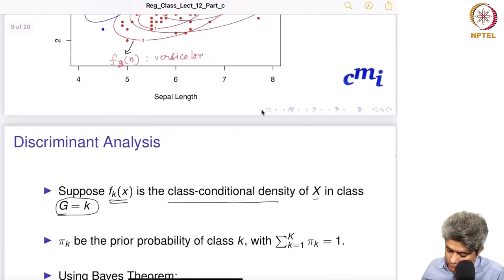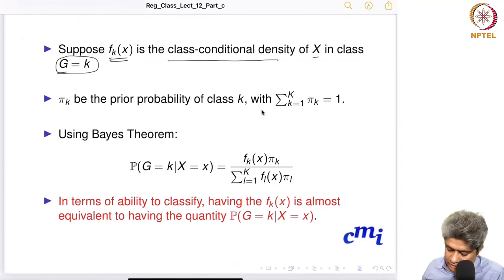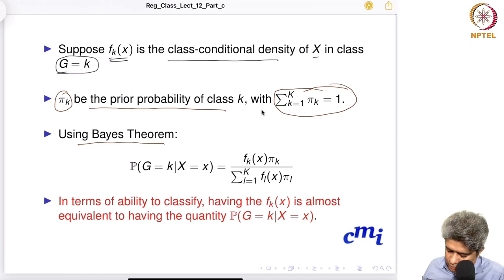Now, once you get this class conditional density, suppose pi_k is the prior probability of class k, and the sum of the pi_k is 1. Then you just use Bayes theorem and you can compute the probability of G equal to k given x. For a new data point, I only know the x, I don't know which class it belongs to. Given just the data point, can I compute the probability that the point belongs to class k? Just apply Bayes theorem: f_k(x) times pi_k divided by the sum over l of f_l(x) pi_l.